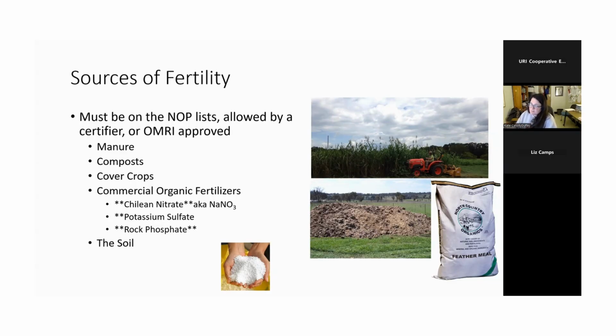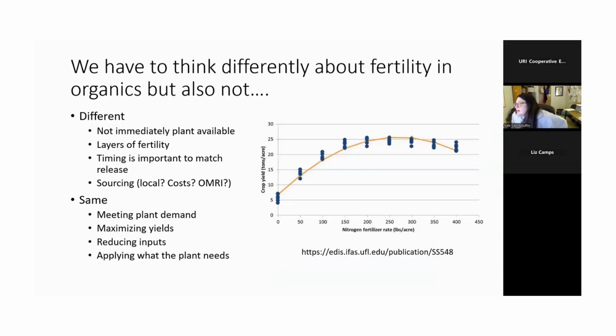A lot of people don't take into account how much nitrogen comes from the soil, but in organic systems, we know that this is also a major part of that. Okay, so we have to think differently about fertility in organic systems, but I also want to say not. We have all this good information from conventional ag. How can we apply some of those same principles in organics, but also take into account the different areas of organics that also add nutrient buffers?